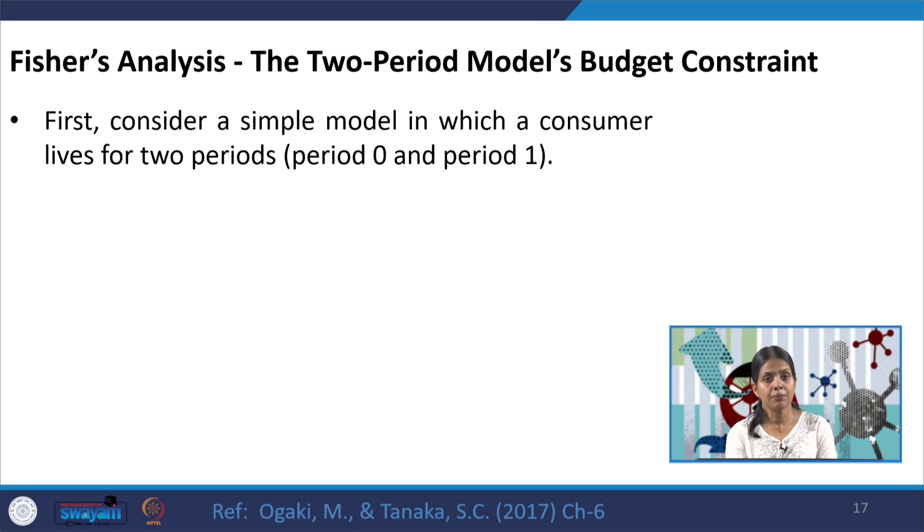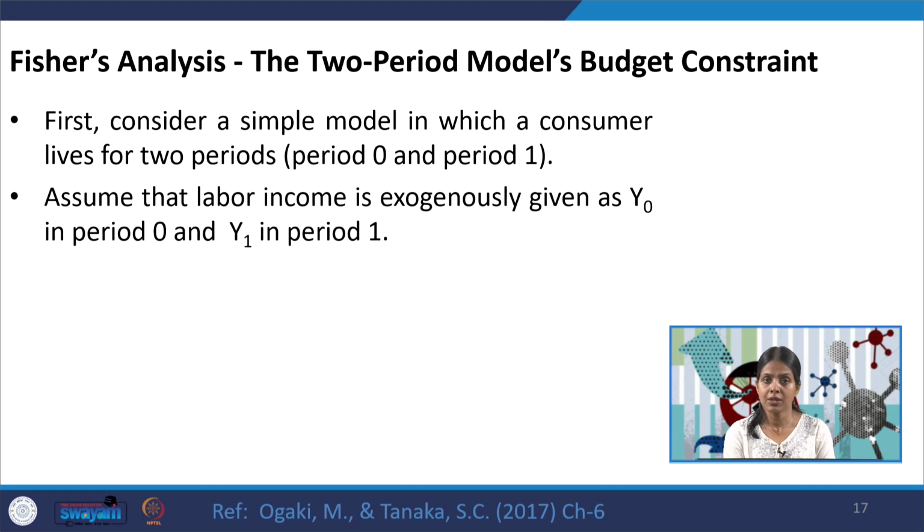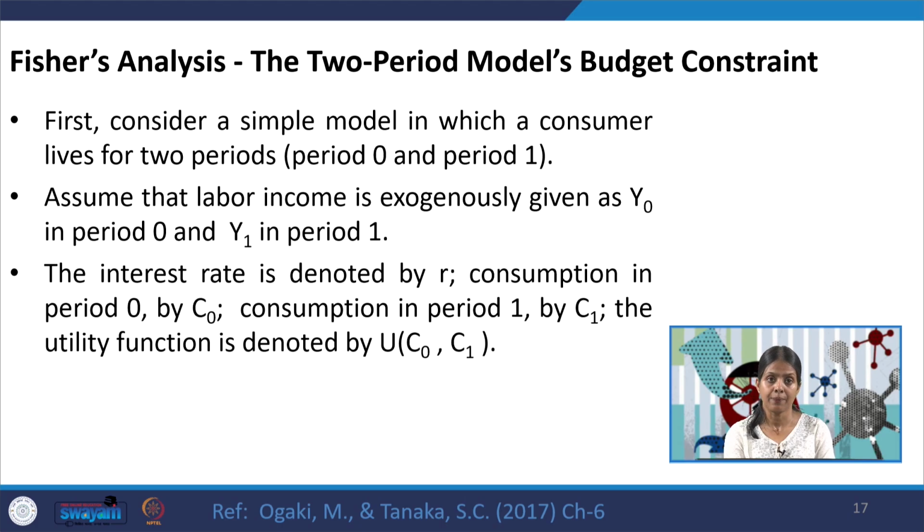First, consider a simple model in which a consumer lives for 2 periods, period 0 and period 1. Assume that labor income is exogenously given as y0 in period 0 and y1 in period 1. The interest rate is denoted by r. So, these are incomes, this is the interest rate. Consumption in period 0 is denoted by c0, consumption in period 1 is denoted by c1. The utility function depends on both periods' consumption.